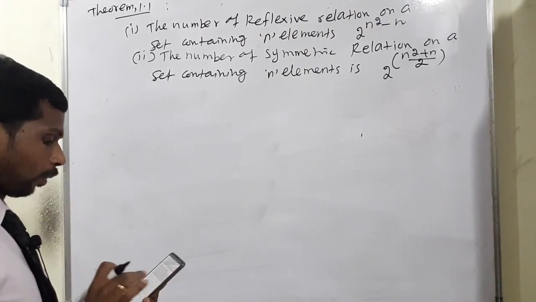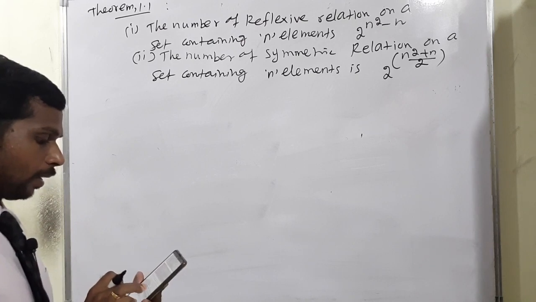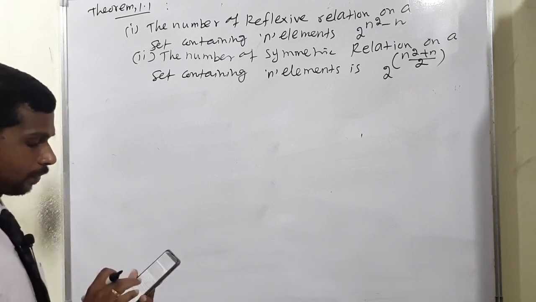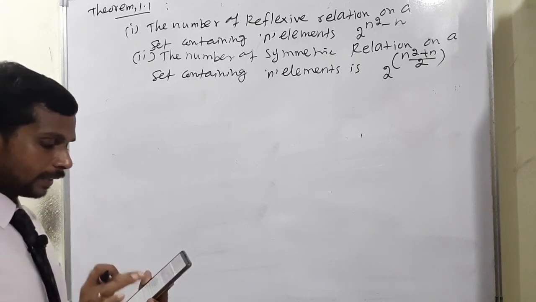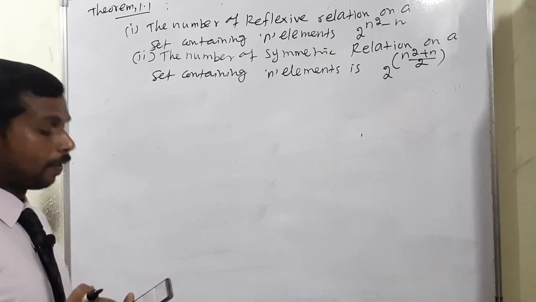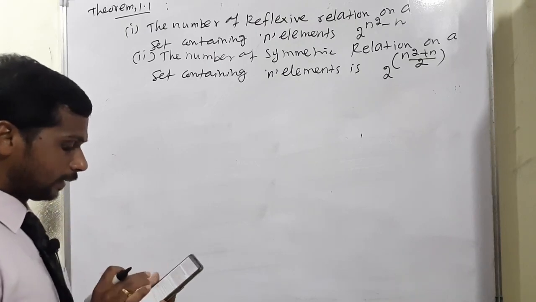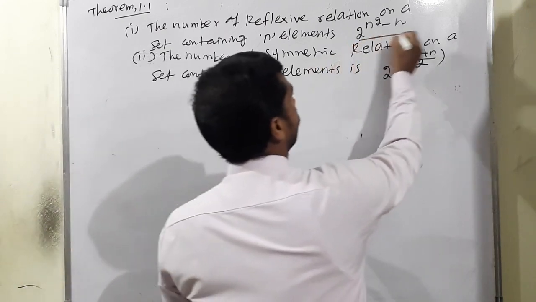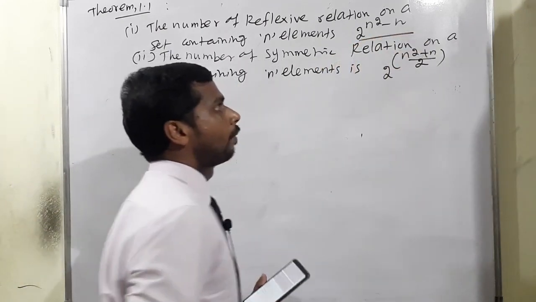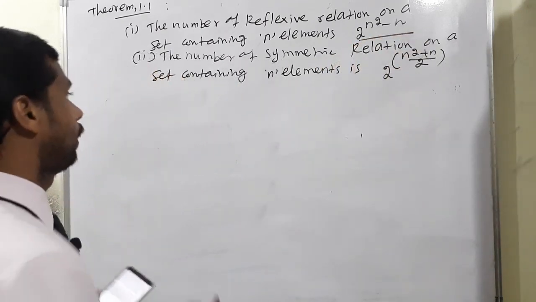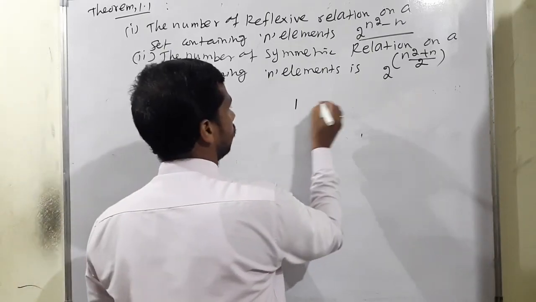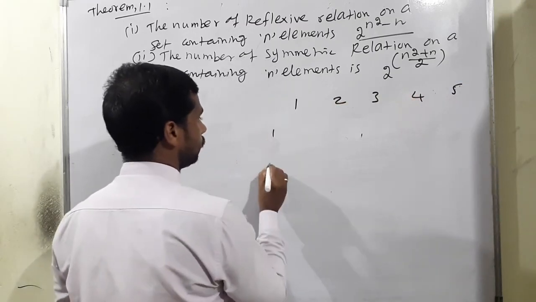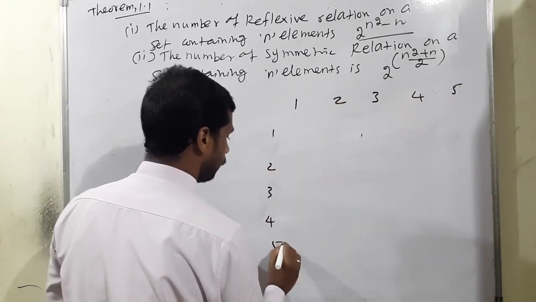Now moving to another point. How to prove it? Taking A equal to B, we have the result that the number of relations on a set containing n elements is 2 to the power n squared. Then another condition: the number of reflexive relations on a set containing n elements is 2 to the power n squared minus n, and at the same time 2 to the power n squared plus n, by 2. Listen, I have taken 1, 2, 3, 4 and 5. Then 1, 2, 3, 4 and 5.